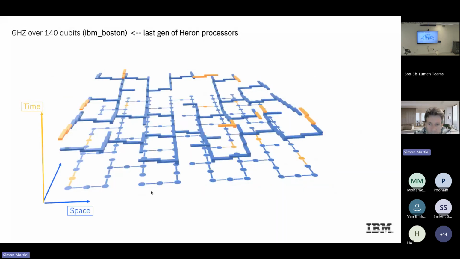Here I plotted the layout at the bottom, and you can see all the blue boxes are the CNOT gates that are used to build the GHZ state, and those orange boxes are the check gates that probe two neighboring qubits. You can see it on the layout here. Space is basically the bottom plane, and time goes up.